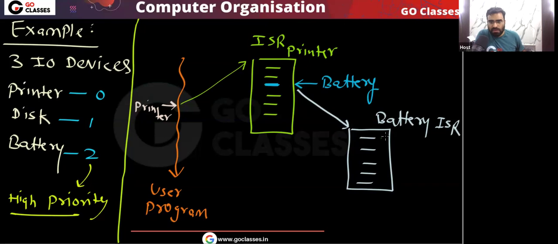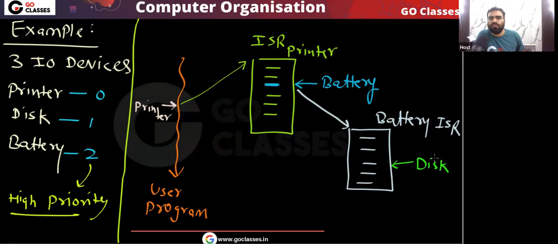Now let's assume that when you are executing this battery ISR, the disk is sending an interrupt. What will happen now? Tell me. When you are running this battery ISR, the interrupt is coming from the disk. Who has more priority, this battery ISR or the disk? Battery has more priority. Yes or no? So you can notice we are running a high priority interrupt, so we will not service it. Basically, we will not give it service. Yes or no? First, we will complete this. But remember, this interrupt is still there.